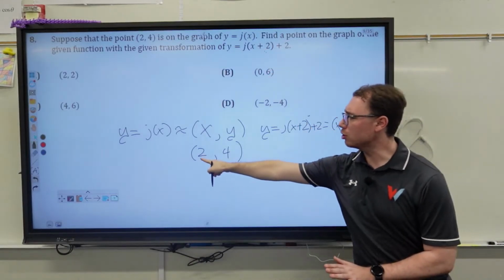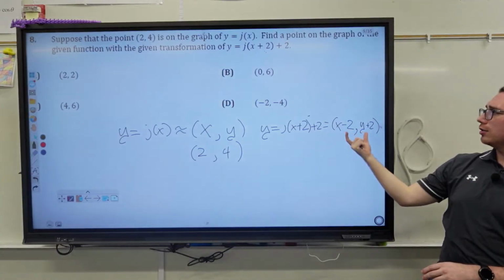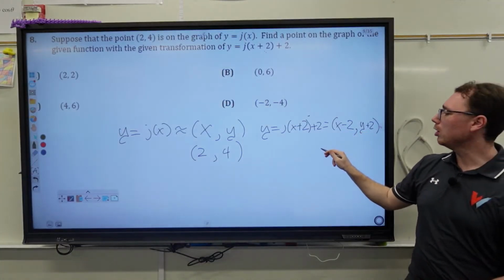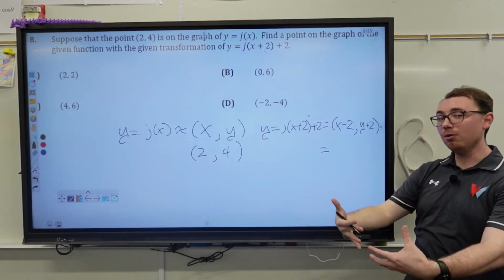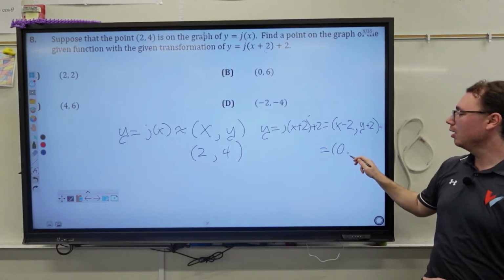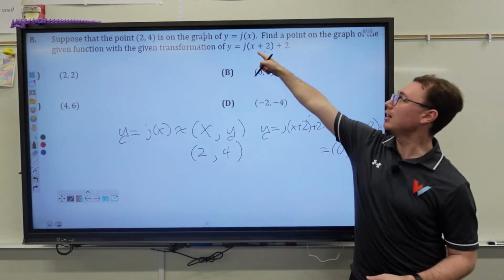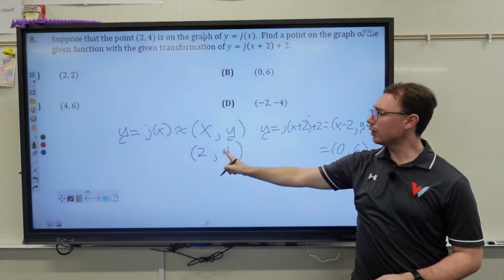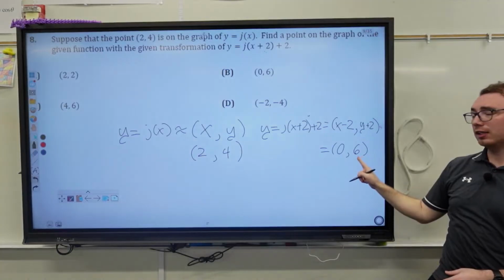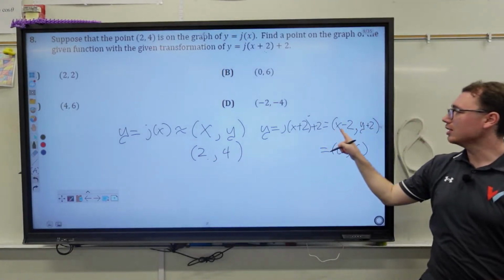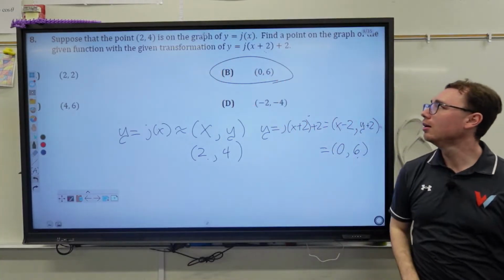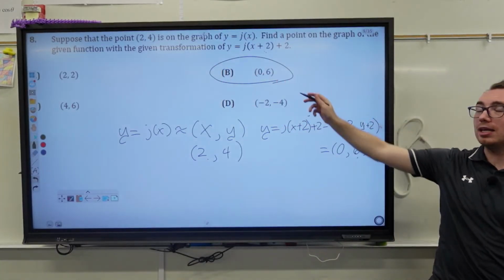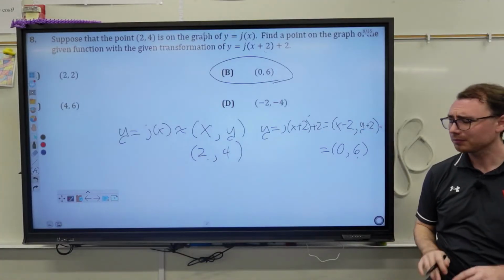If we're given the point 2, 4, we just plug in those values to our new rule, where we know that for this parent function of 2, 4, we would get the output value of 0, 6 for this parent function. For this transformation, the y value is affected directly, the x value is affected inversely, and we're able to say that point 0, 6, or B, is our answer for this problem.